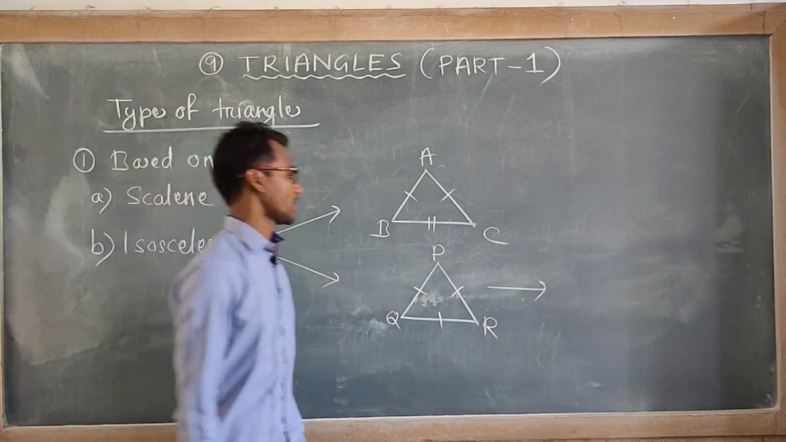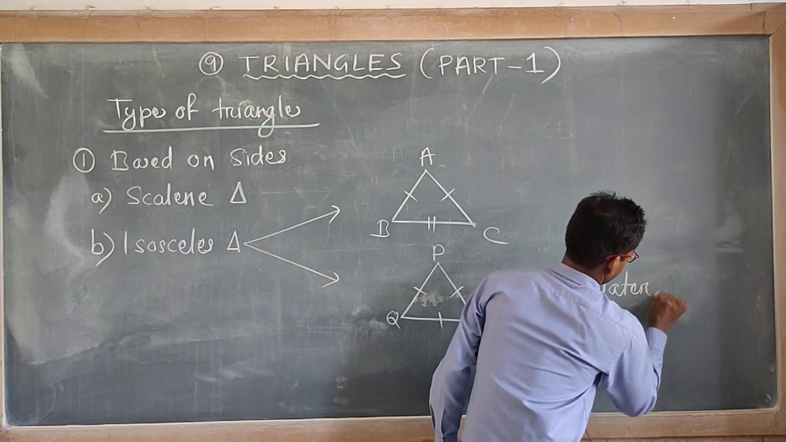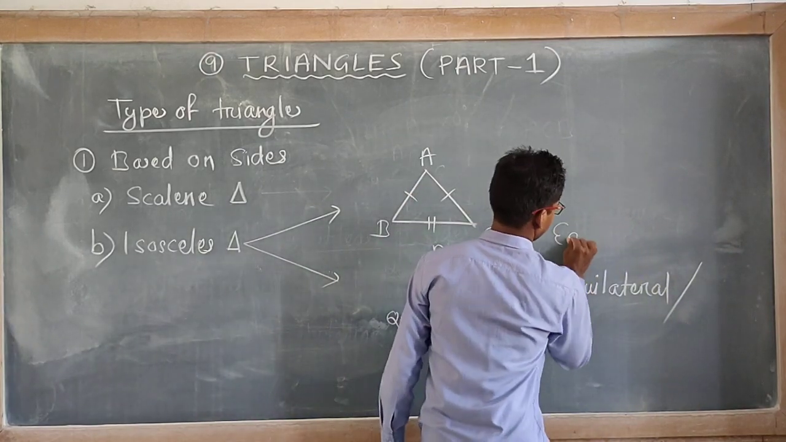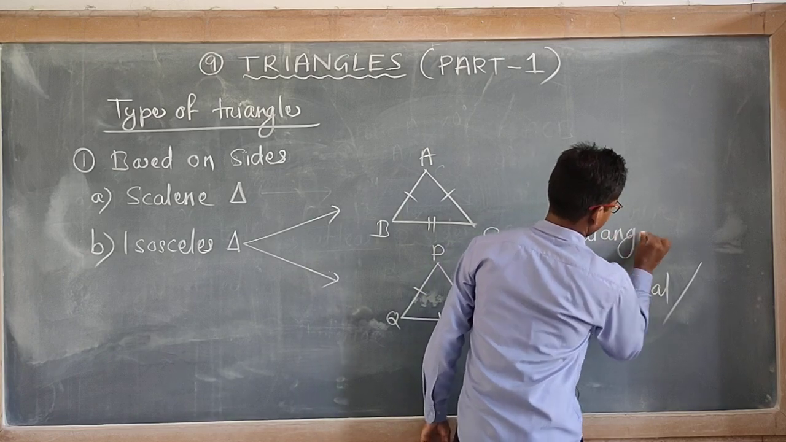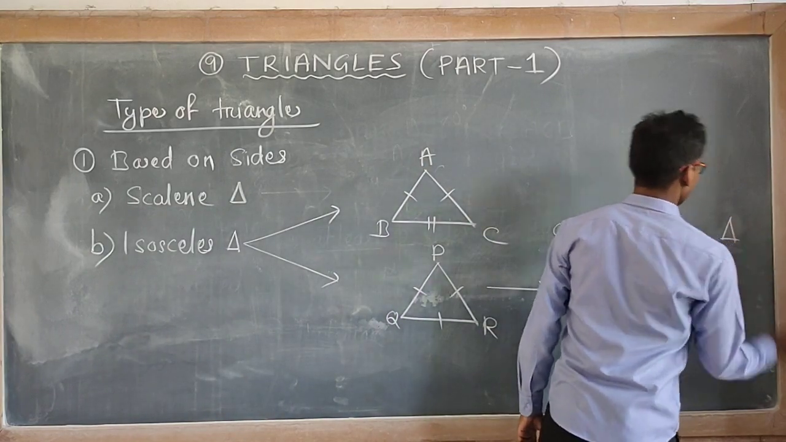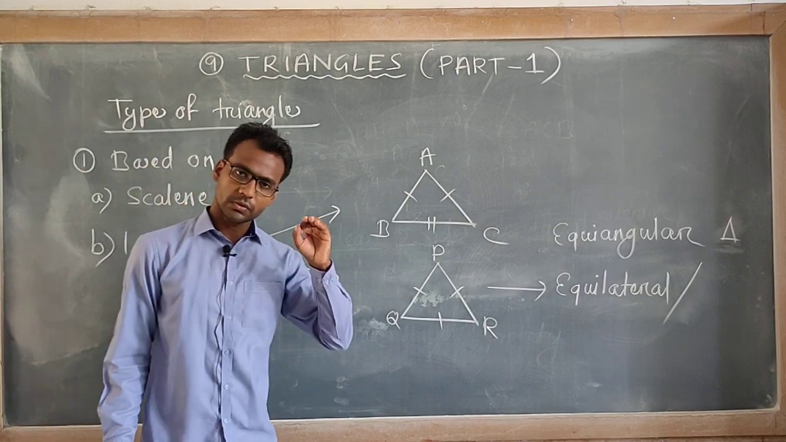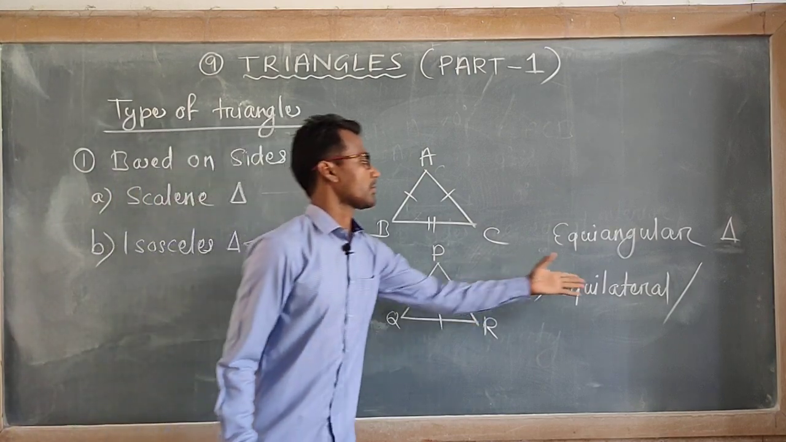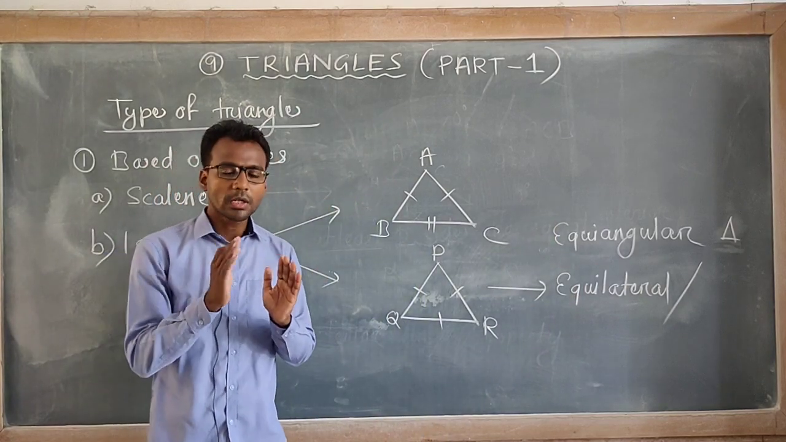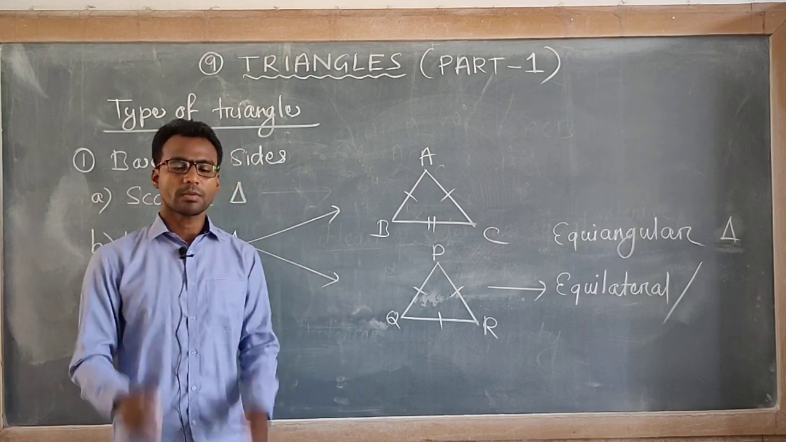So we give a different name to it. We say it is equilateral or equiangular triangle. So if two sides equal, isosceles. If three sides equal, then also it is isosceles, but we give a different name, equilateral triangle or equiangular triangle. So remember this, equilateral triangle is not different from isosceles triangle. It is a special case of isosceles triangle, that you have to remember.